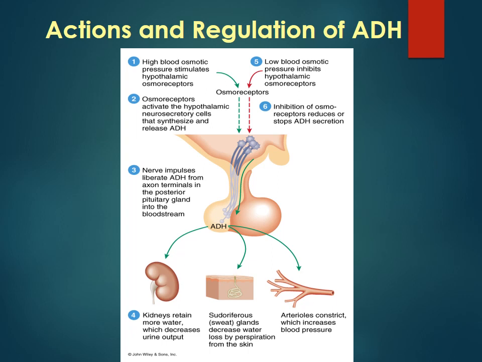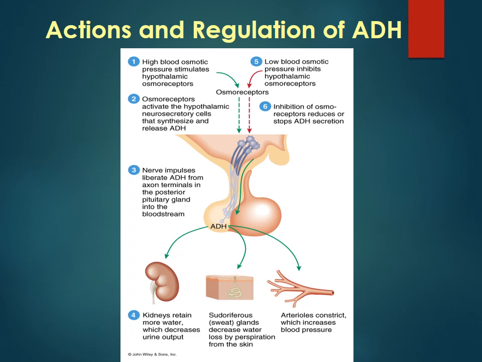Again, the actions and regulation of ADH, we have high blood osmotic pressure stimulates hypothalamic osmoreceptors. Then number two, osmoreceptors activate the hypothalamic neurosecretory cells that synthesize and release ADH. Number three, nerve impulses liberate ADH from axon terminals in the posterior pituitary gland into the bloodstream. Then its effects would be number four, kidneys retain more water, which decreases urine output. Then sudoriferous glands decrease water loss by perspiration from the skin. Then arterioles constrict, which increases blood pressure.